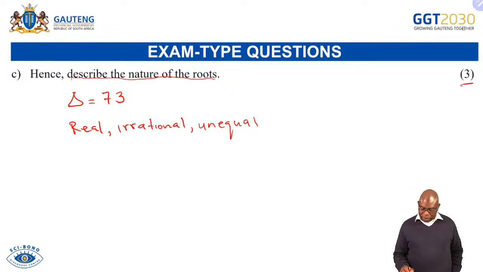You see the marks. This examiner was a very good examiner because he was going to give you 1, 1, 1. This is 3.